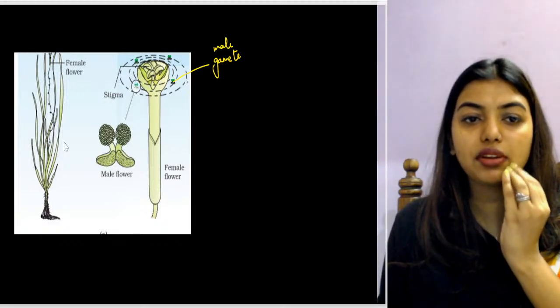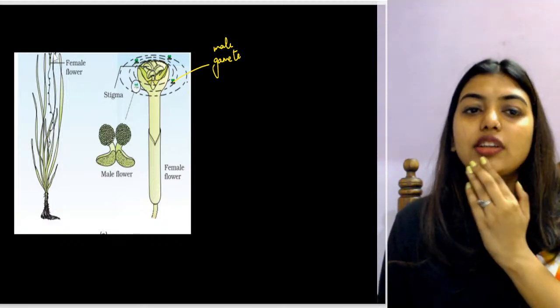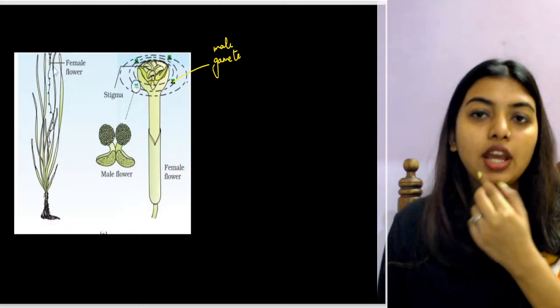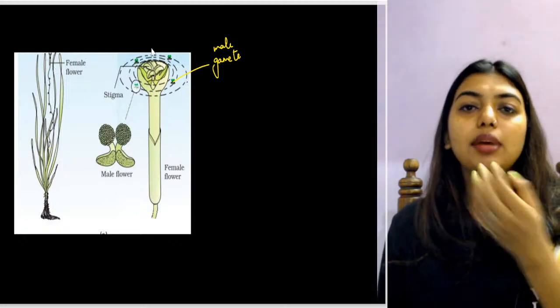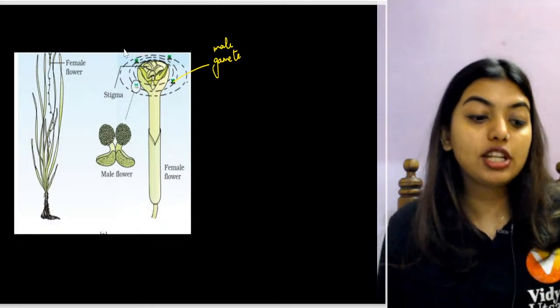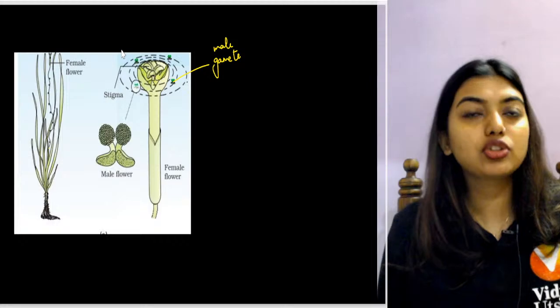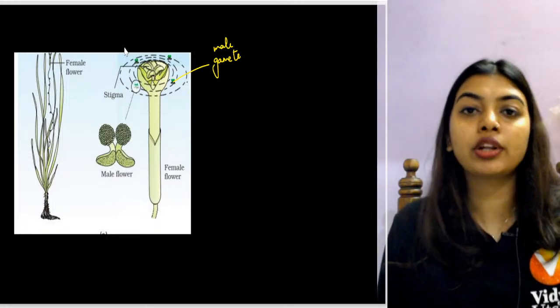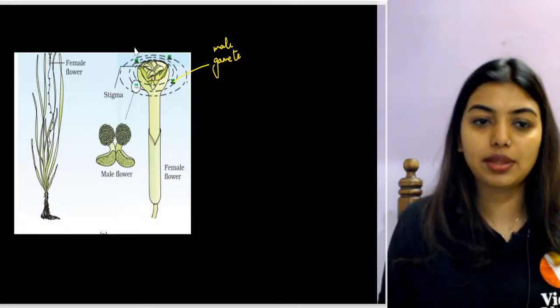This is the female flower. You can see, with the help of a long stalk, they will try to come above the water, or maybe they will be submerged, but they will not be fully submerged. Because of it, the pollen grains will come, and the water currents will bring the pollen grains with them. Got it?